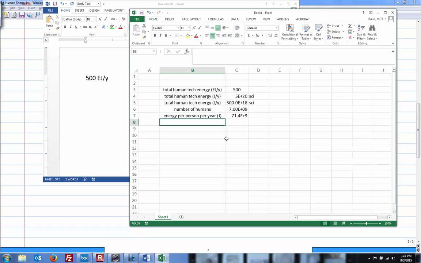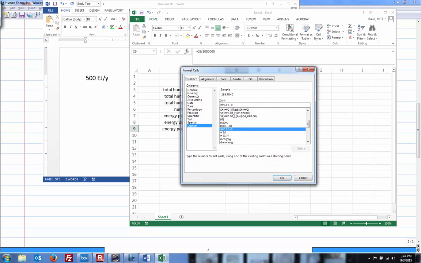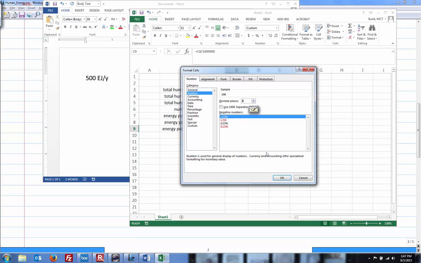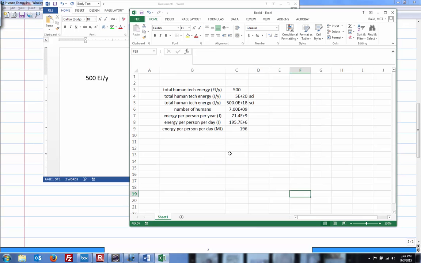71E9, so 71 gigajoules. Now let's do energy per person per day. Let's also put that in joules. Equals that number divided by 365. So that's joules. Let's do it again. Copy, paste. But now let's put that in megajoules. Equals that. What am I going to divide by? 1E6. Divide by 1,000,000. So 1E6. Okay. And I'll Control-1 on that, and let's just put that as a number. Okay, so 200 megajoules per day.